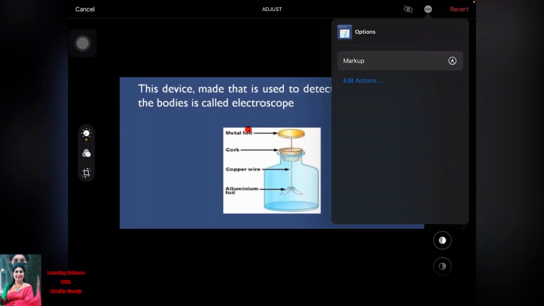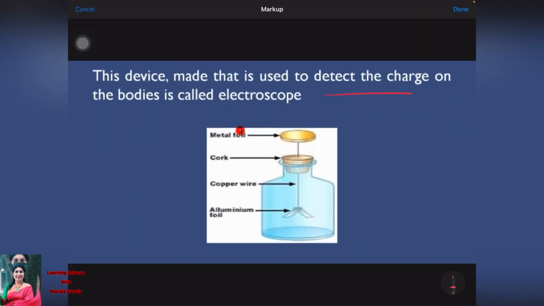now we come to a device which we use to detect the charge on bodies. That is called the electroscope. The electroscope is a device which is used to detect the charge on a body. It is like the same which we have done earlier. You can see it is a metallic jar, and here also we have the aluminum foil, the metal wire, and here it is a cork cover on the mouth, and metallic foil.